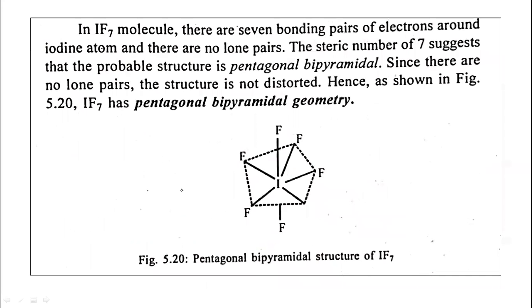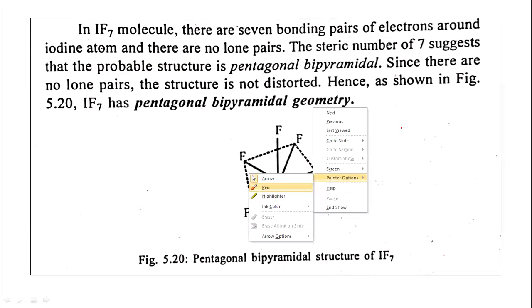So the expected geometry will be like this. In the IF7 molecule, there are 7 bonding pair electrons around the iodine atom, and there are no lone pair electrons here. The steric number 7 suggests that the probable structure is pentagonal bipyramidal.